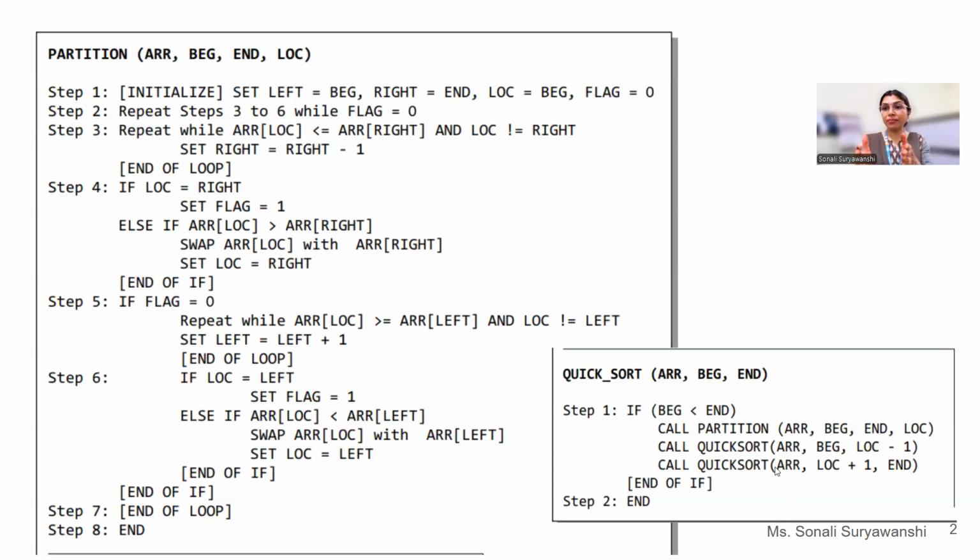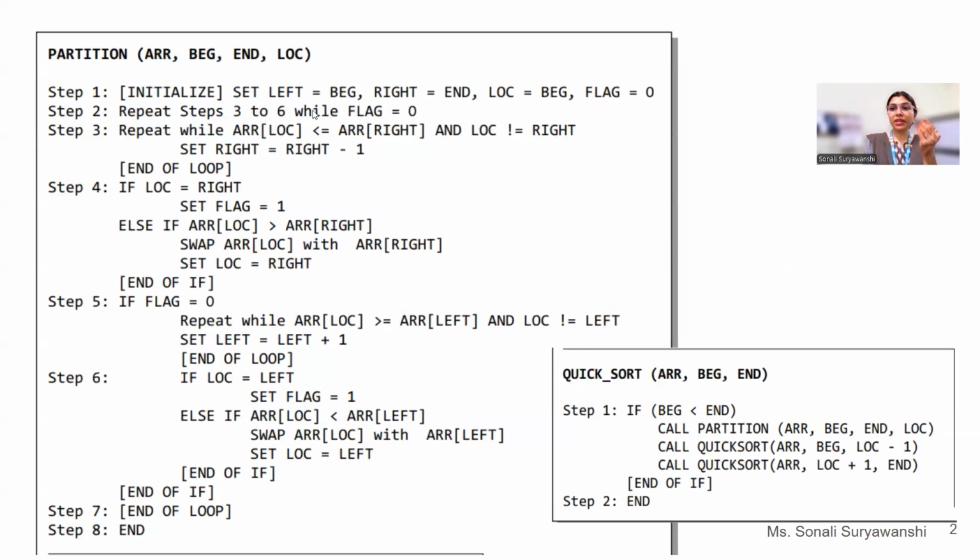Similarly, the second part, which is the right side of the array, that means the right of LOC. So LOC plus 1 till the end. Right? So we are basically dividing our array with respect to that LOC that we are getting as a pivot element. Now, first of all, we need to understand how we get that pivot element. So this is the procedure for that.